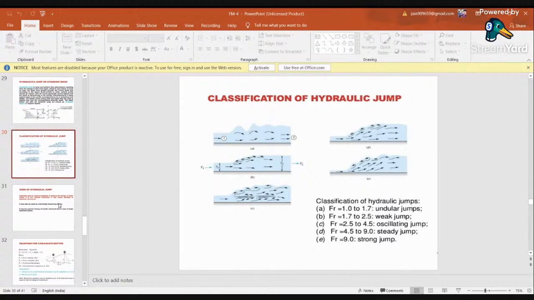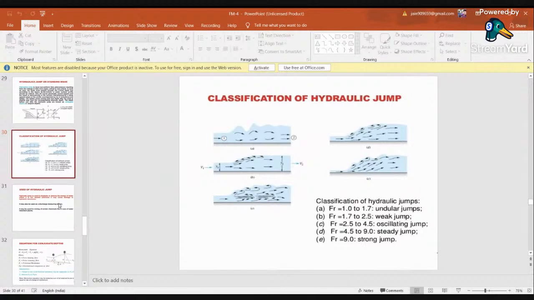The second jump is the weak jump. When our Froude number is between 1.7 and 2.5, then the jump is called a weak jump, and the velocity in the water is very less, and the water particles cannot be stable and flow in various directions. The third one is your oscillatory jump.